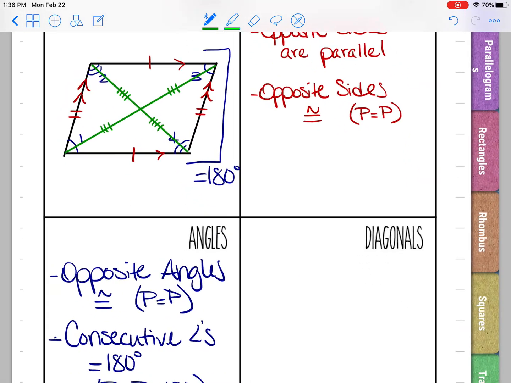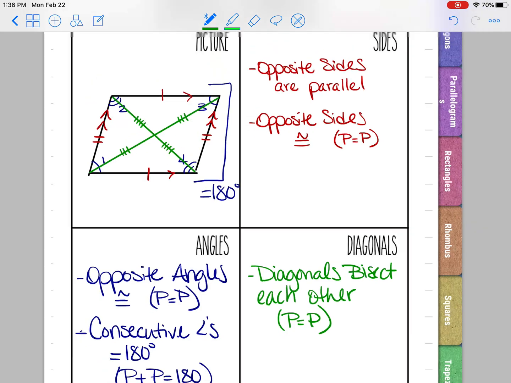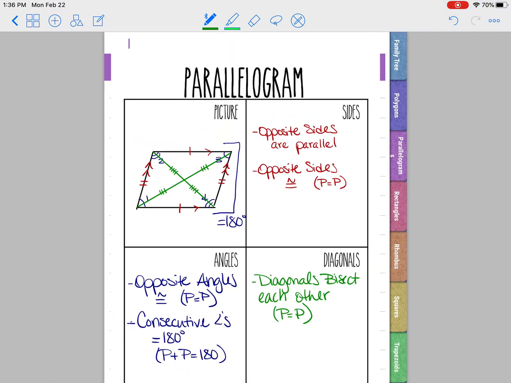So down here under diagonals, let's say that diagonals bisect. And when we say bisect, it means it cuts in half, so they're congruent. So we would also use part equals part. All right, so a parallelogram has 5 characteristics, and I'm going to stick that up here at the top just to remind myself there are 5 characteristics for every parallelogram.